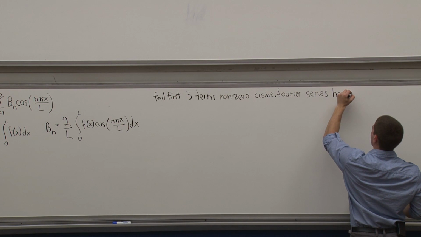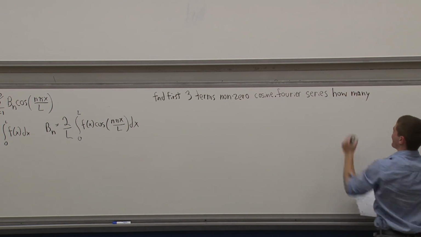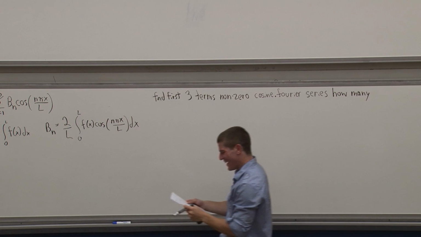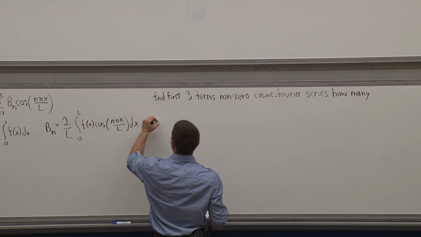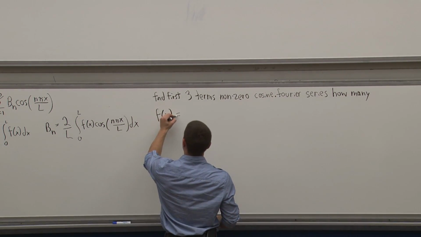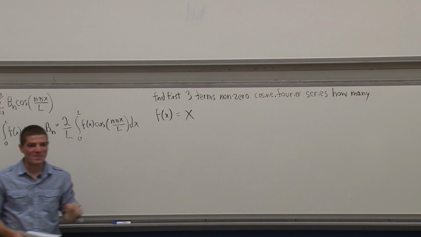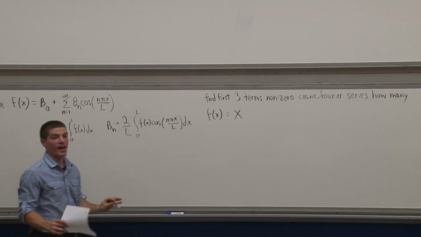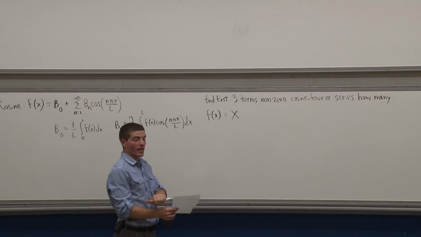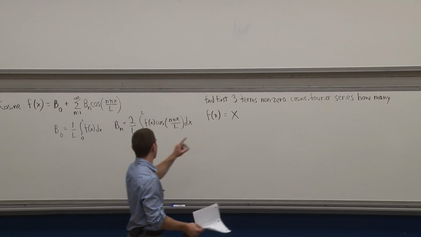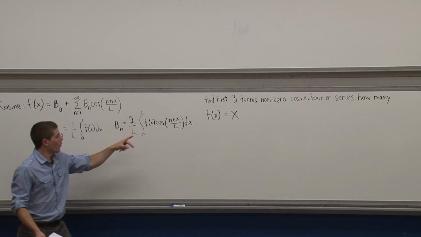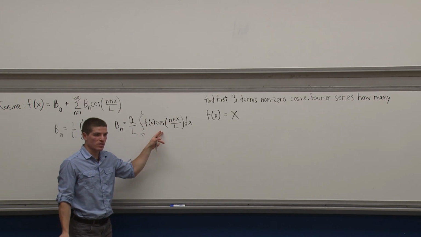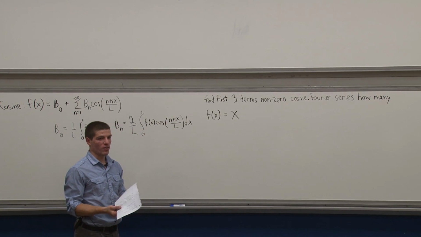All right. So f of x is just simply going to be x, right? So we're not dealing with any constants here. That means once you put that x into here, you find an integral of x times the cosine, which means you have to use integration by parts.